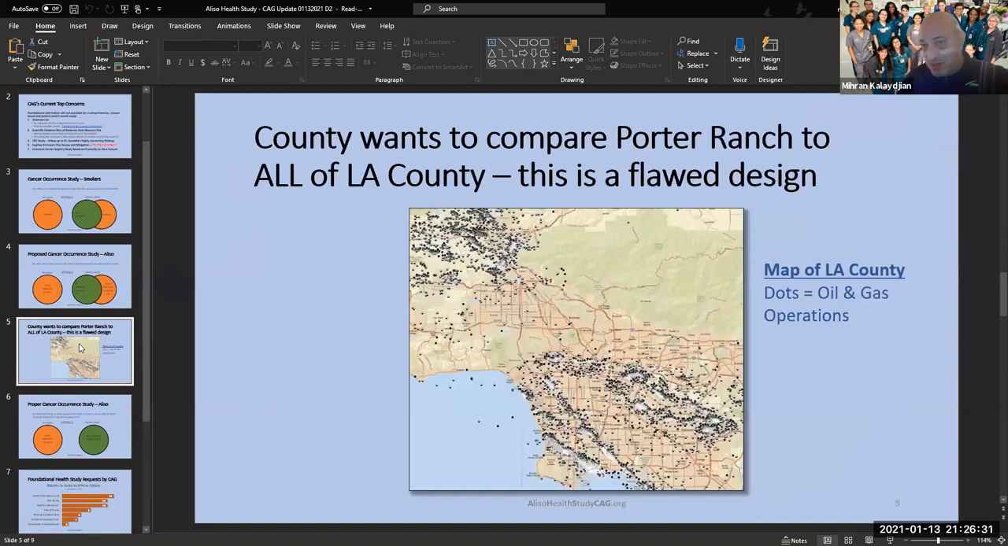The county wants to compare Porter Ranch to all of LA County, and it doesn't work like that. We have poisons, we have chemicals. Where are they?